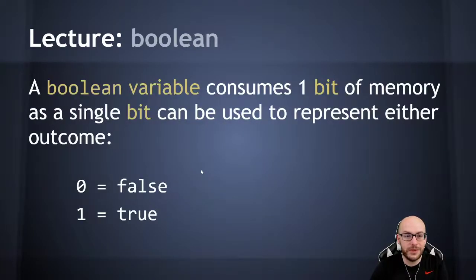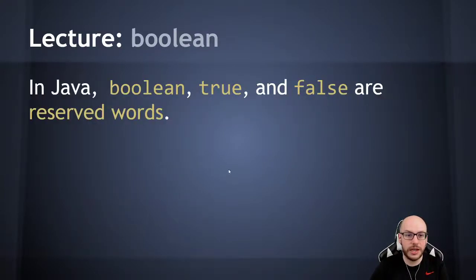Okay? A Boolean variable consumes 1 bit of memory, as a single bit can be used to represent either outcome. I like to think of 0 as false and 1 as true. This is pretty interesting, right? A bit, as we learned, is the smallest unit of data possible. 8 bits is 1 byte, and we actually have 4 bytes in order to make up a single integer. This is way smaller. 1 bit, super tiny. So a Boolean variable is as small as it gets. In Java, Boolean, true, and false are all reserved words.